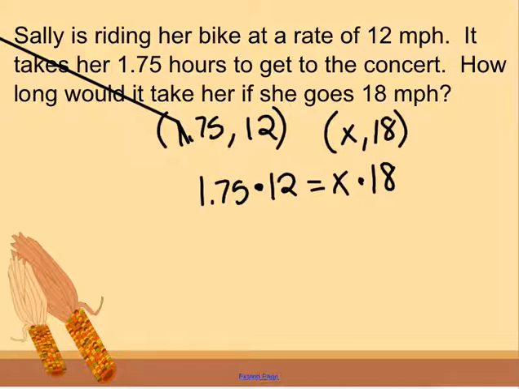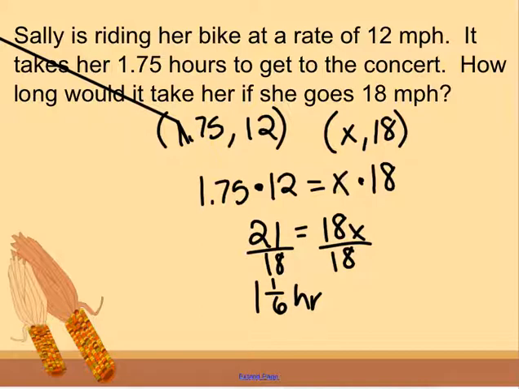Well, 1.75 times 12, that gives me 21. So 21 equals 18x, so I divide by 18, and I see that it's going to take me 1 1/6 hours if I were to go 18 miles per hour. 1 1/6 hours to go 18 miles per hour. I just reduced that and put it into a mixed fraction.